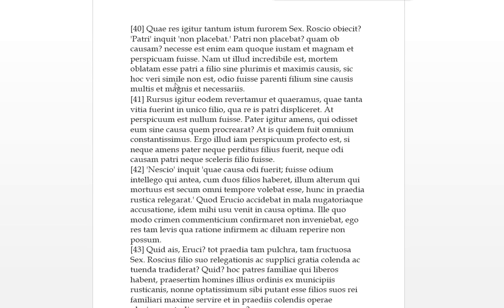Thus, hoc verisimile non est. This is not very similar. This is not similar to the truth. This doesn't have the bearing of truth.